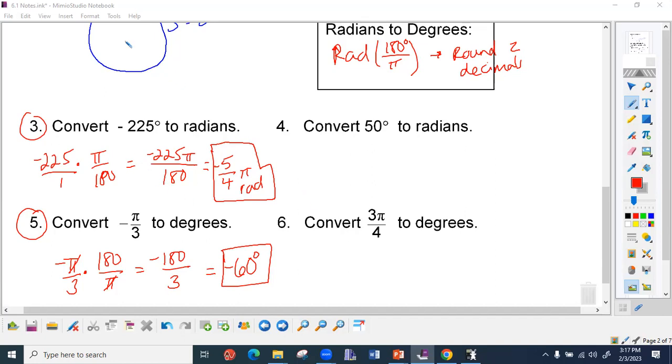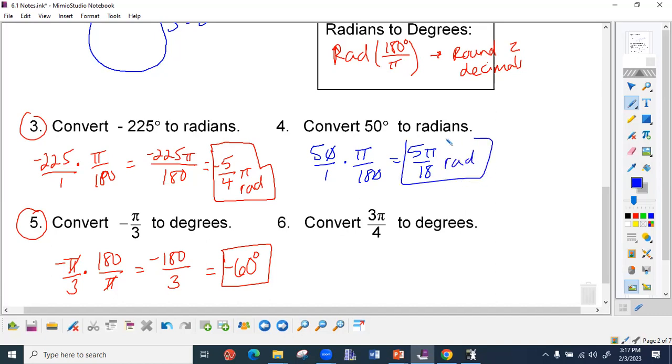All right, let's check ourselves. On 4, let's do 4. Can we do 4? All right, so 4, we have 50 over 1 times pi over 180. Did anyone notice that you can just cancel out your zeros? So we had 5 pi over 18. How'd we do? Good. Got it? Okay.